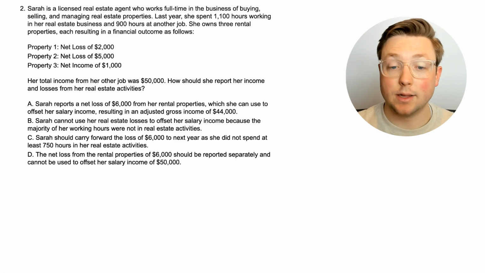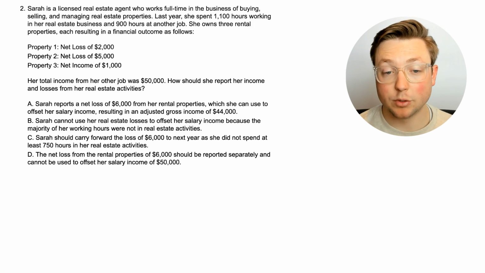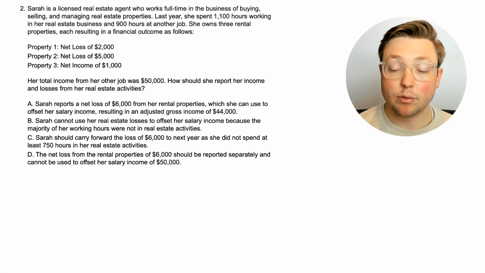So property 1 had a net loss of $2,000, property 2 had a net loss of $5,000, and property 3 had a net income of $1,000. And her total income from her other job was $50,000. So how should she report her income and losses from her real estate activities?